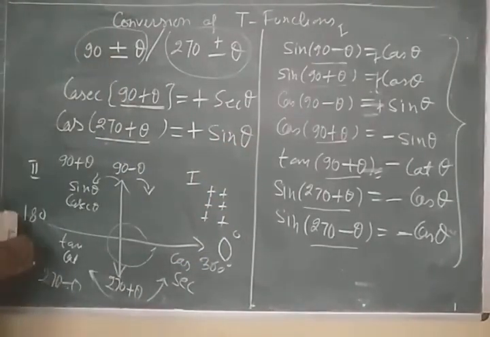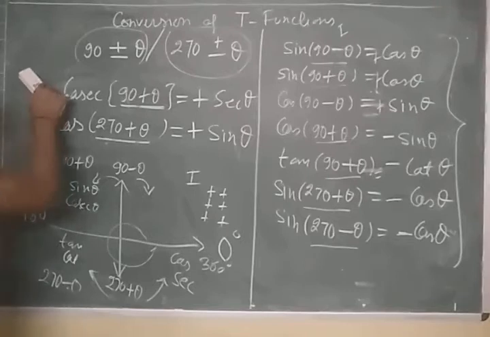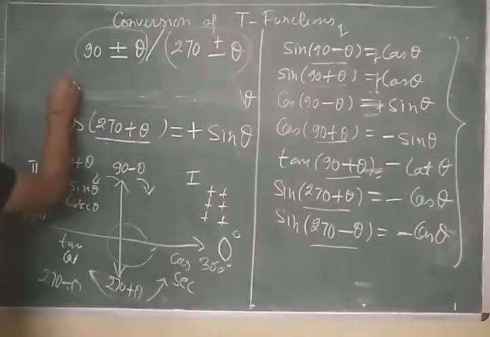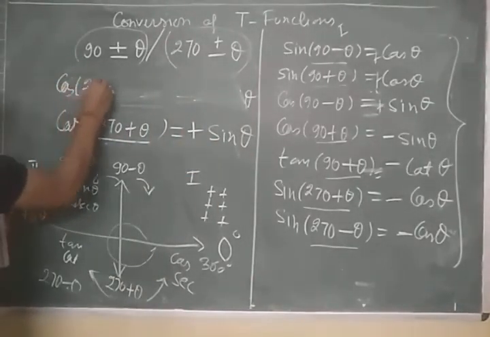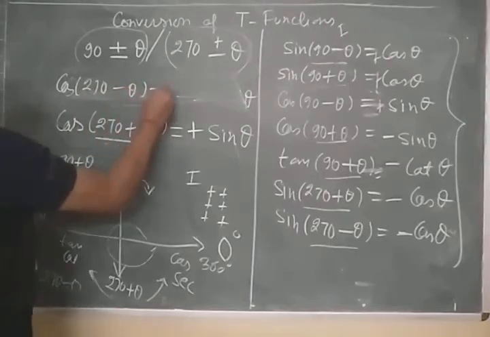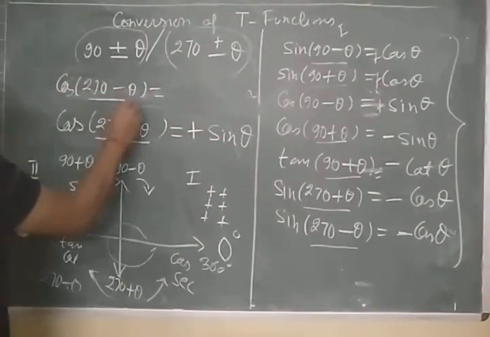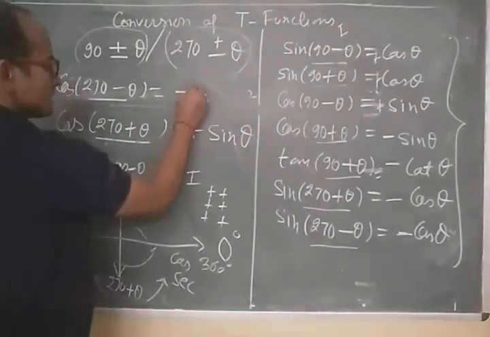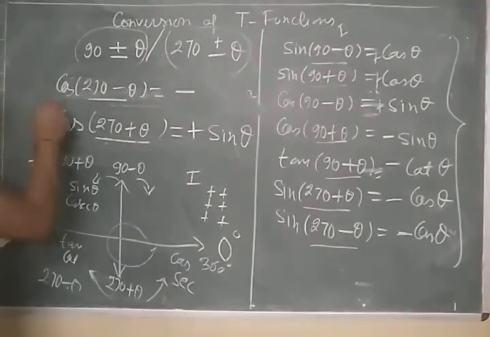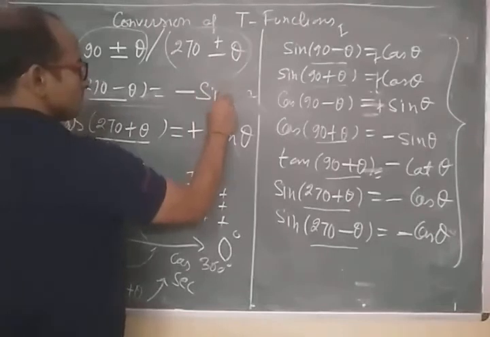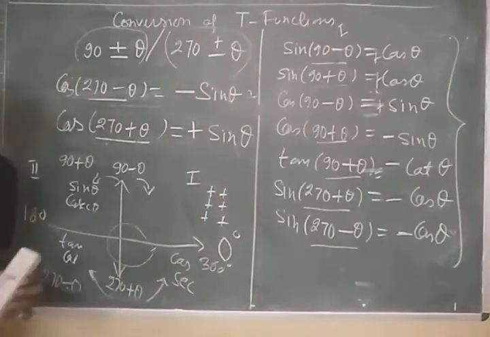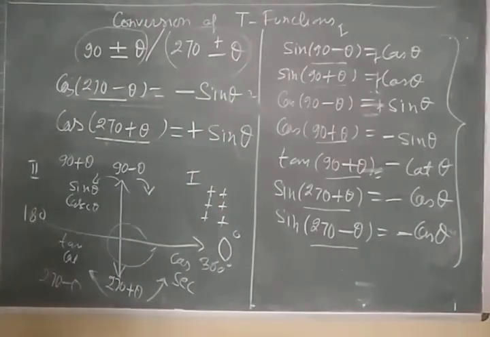Similarly, let us take one more example. If we ask cos(270 minus theta). Again, 270 minus means third quadrant. In the third quadrant, the sign of cos is negative. The answer will be negative, and cos will become sine. So sine.